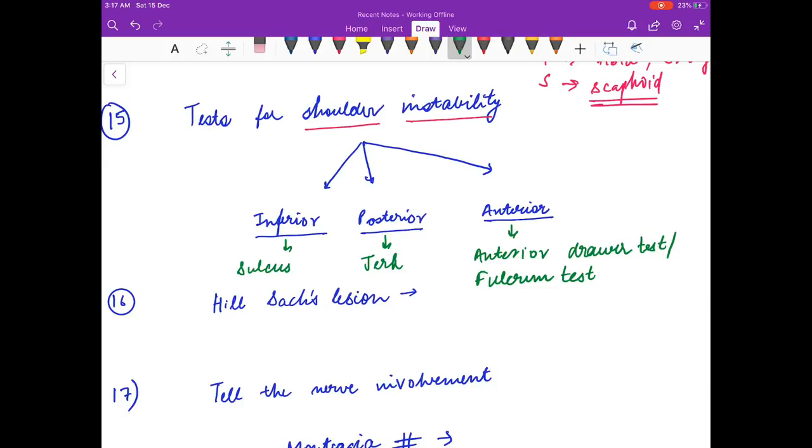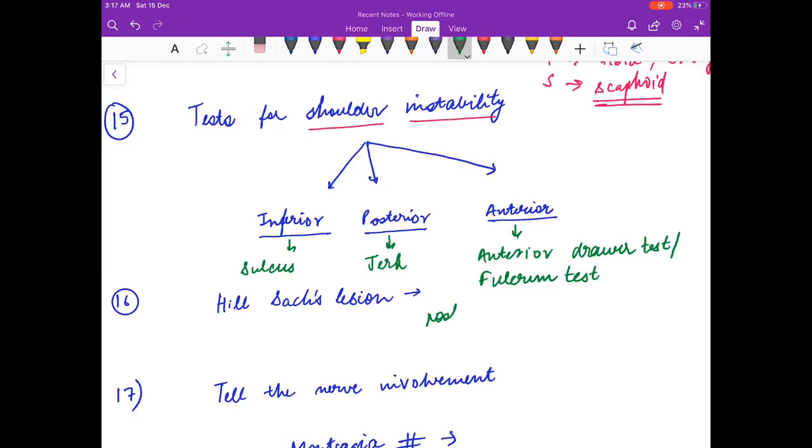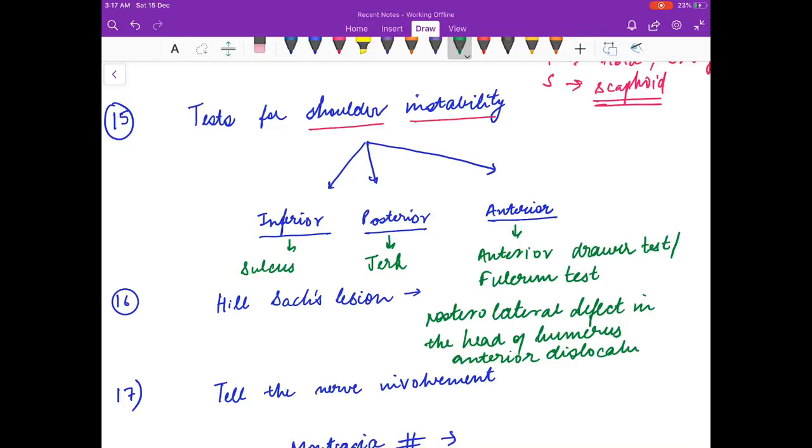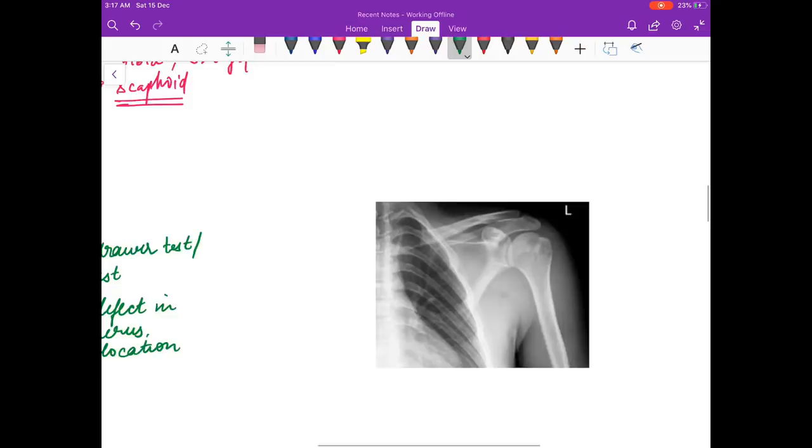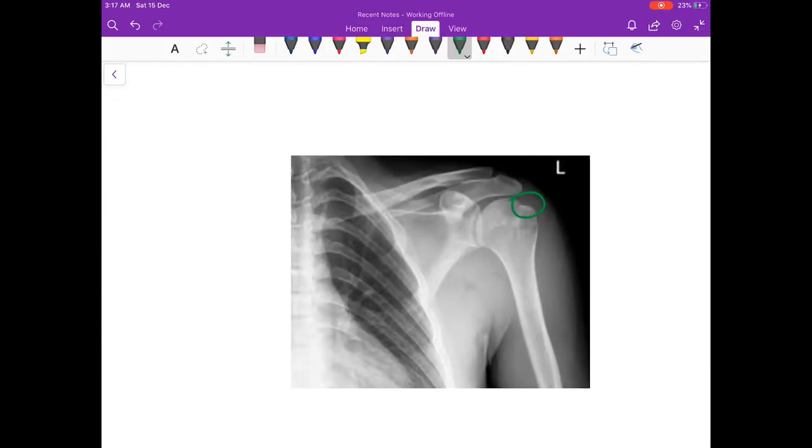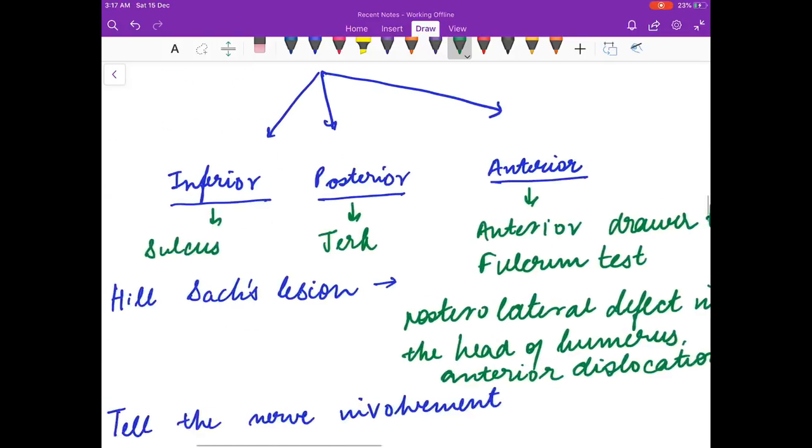What is Hill-Sachs lesion? Hill-Sachs lesion is a posterior lateral defect in the head of humerus due to anterior dislocation of the head. So this is how it looks like. This is the posterior lateral defect in the head of humerus due to anterior dislocation.